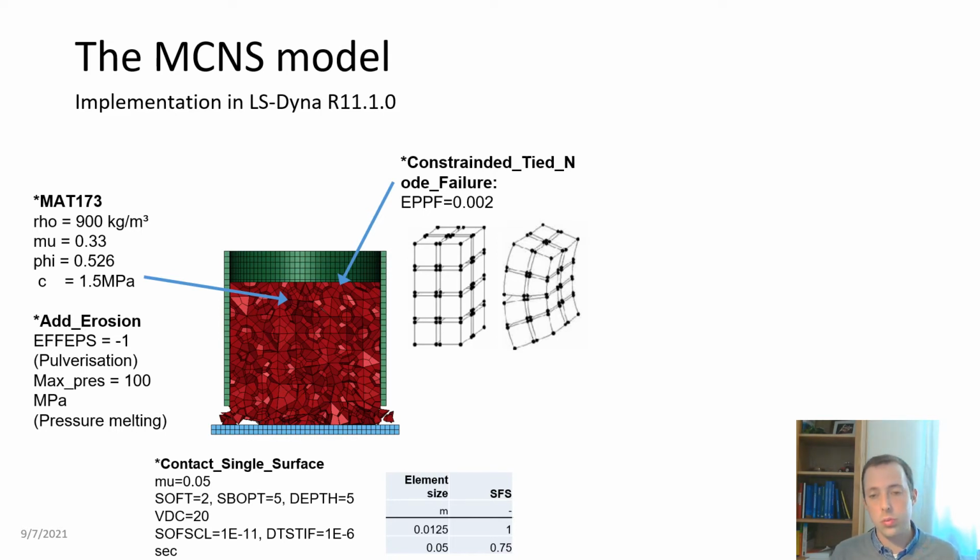We use node splitting because for physical modeling of compressive failure, you have to be careful with element erosion. If you use element erosion to represent failure, this means that you delete elements which actually will transmit load also in case of failure.